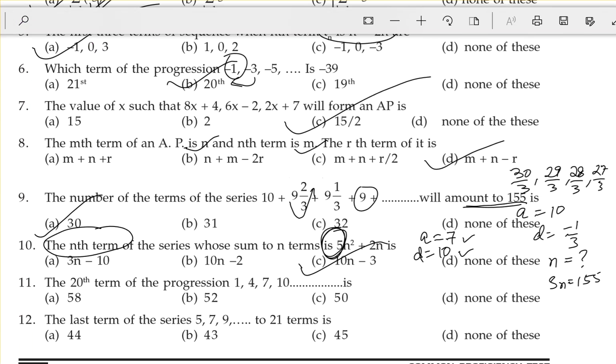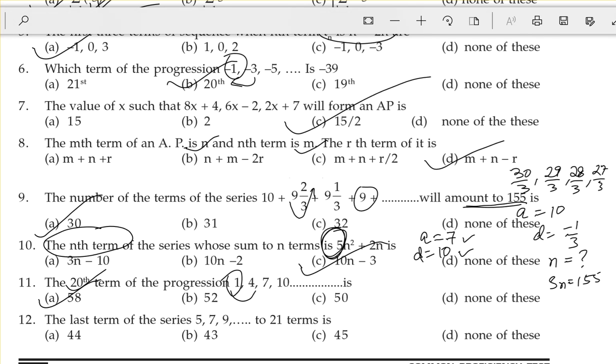The 28th term of the progression 1, 4, 7, 10. We can simply count it on fingers, or you can do A is 1, D is 3, n is 20. So the 28th term we have to find. So it will be 58. A plus 19D. 19 3s are 57 and 1, that is 58.